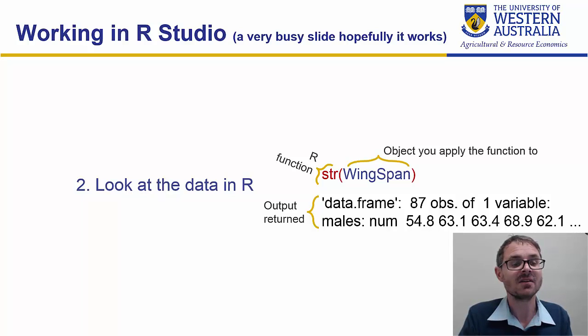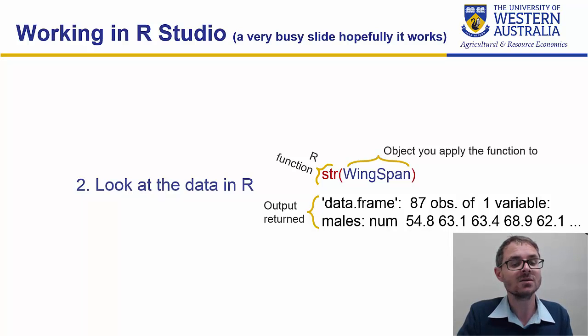The str function stands for structure. So this says apply the R function structure to the object that I've saved in R, which is called Wingspan, and then it will give me some output when I apply this function. And it tells me that it's a data frame, so that's just one format of data. There are 87 observations, and there's one variable, so one column of data. And then it tells me a bit about that one column of data.